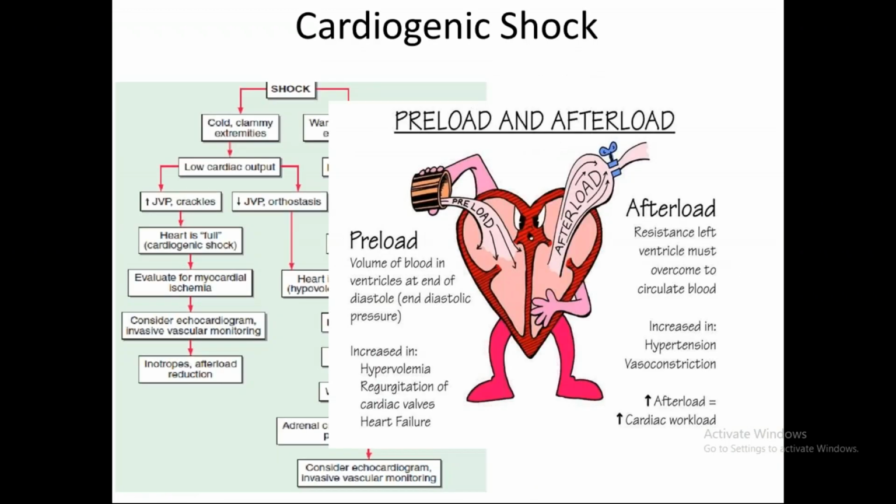ठीक है, so I am again bringing you back to this diagram because this is an amazing diagram. The patient is presenting with shock, हाथ पैर ठंडे हैं, low cardiac output है, JVP भी बढ़ा हुआ है, lungs में creps नहीं दे रहे हैं, the patient is in cardiogenic shock. What will you do? You will evaluate for myocardial ischemia. You will do things like echocardiogram, invasive hemodynamic monitoring, and you will start the patient on inotropes. And you will try to reduce the afterload.